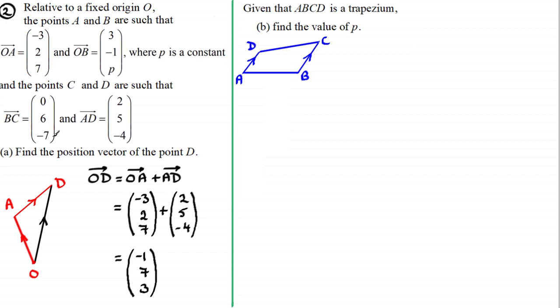Suppose BC were to be twice the length of AD. Sorry, I've got that wrong, haven't I? If BC was twice the length of AD, I would expect to double this, for instance, and see a vector here saying 4, 10, minus 8. These two vectors are not multiples of one another. So they're not parallel.